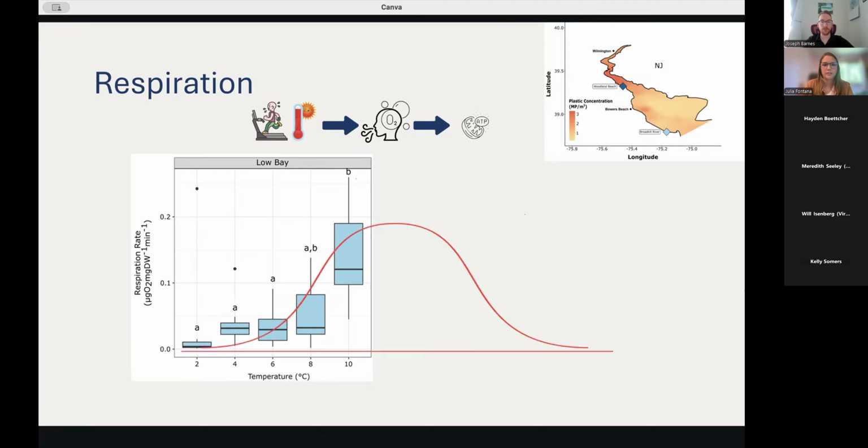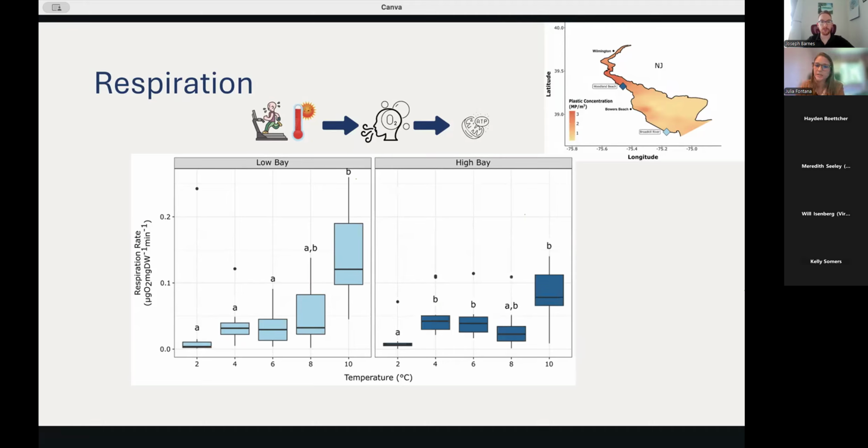And I'm sorry, that was the low plastic location. This is the high plastic location, which looks very similar. However, at 10 degrees especially, we're at a lower respiration rate than the lower bay. And that may be due to a repression in their metabolism up in the bay as they are exposed to higher plastic and not used to these warmer waters. And so as the temperature increases, we're seeing either a repression of metabolism or they are lower down on that thermal optimum curve than the low bay, low plastic regime.